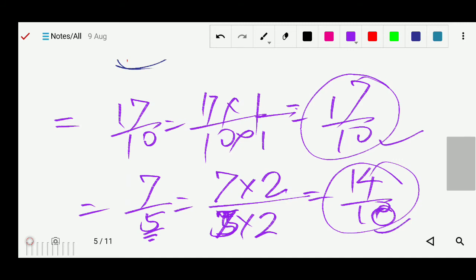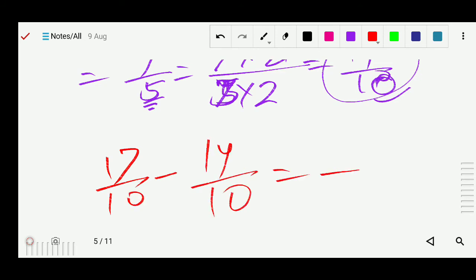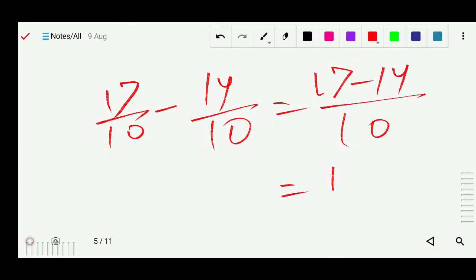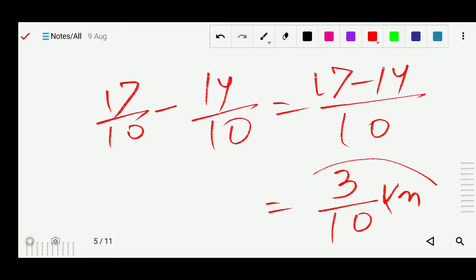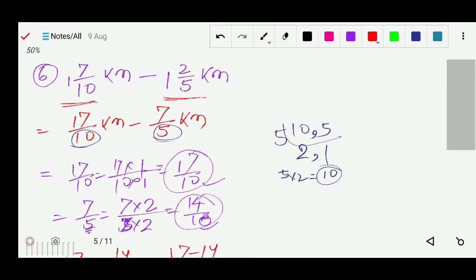Now we can subtract easily. Let's subtract 17 by 10 minus 14 by 10. We write 10 as the denominator, and 17 minus 14 will be 3 by 10. So that's the distance, 3 by 10 kilometer. That's the difference of their houses, the distance difference. Got it?